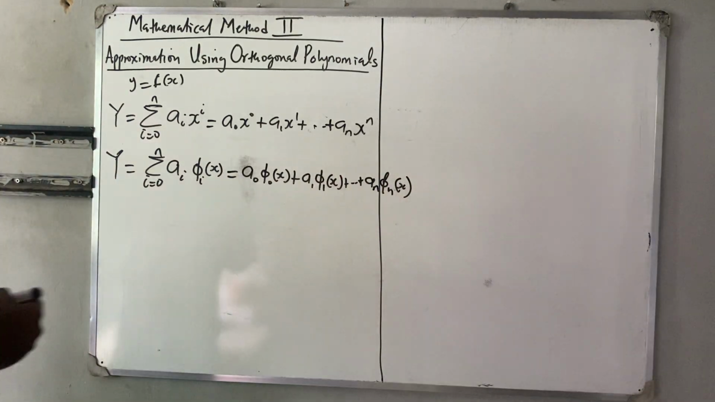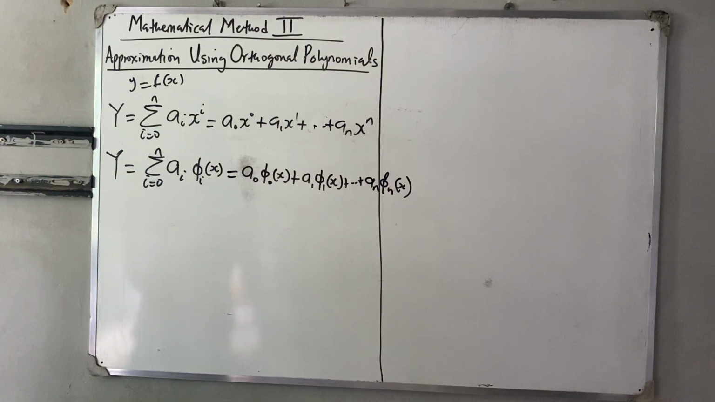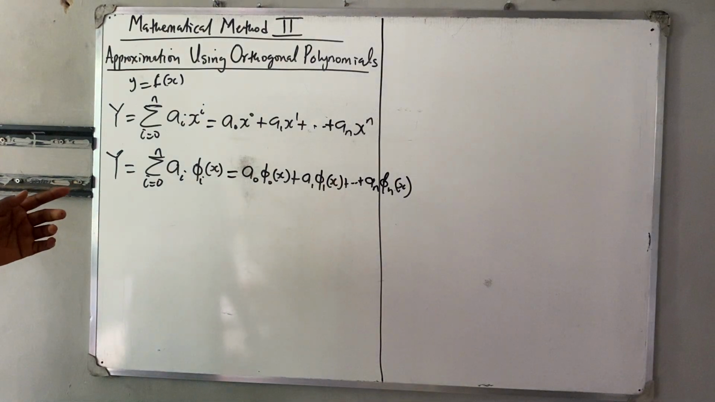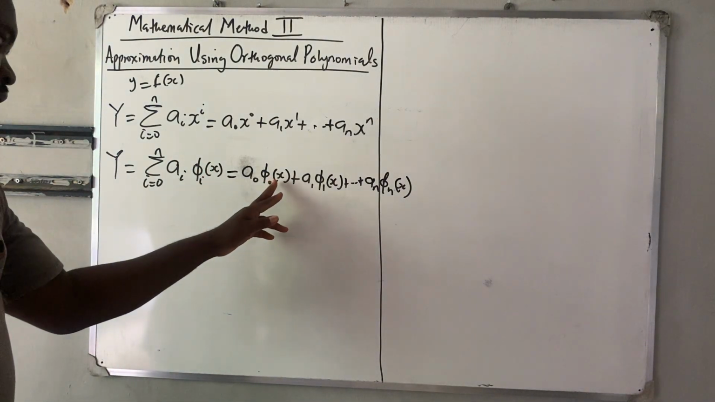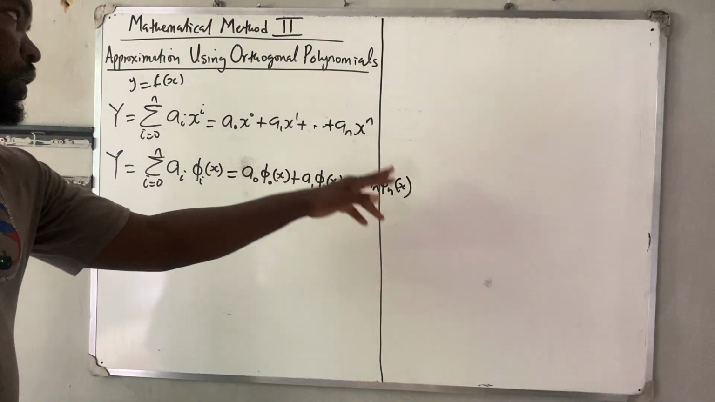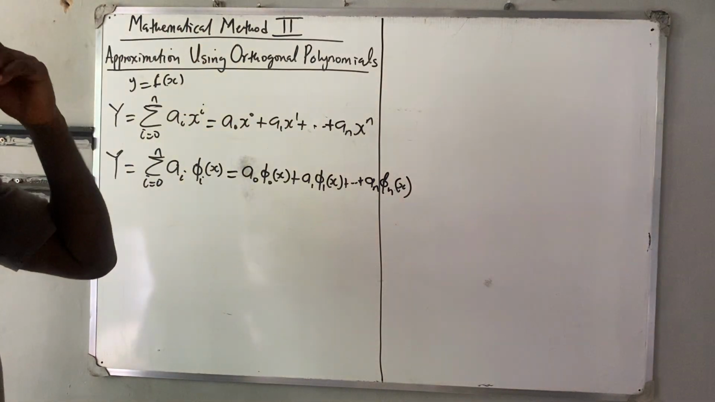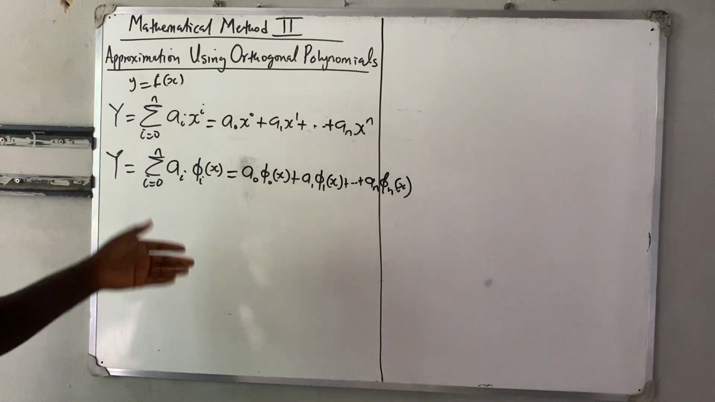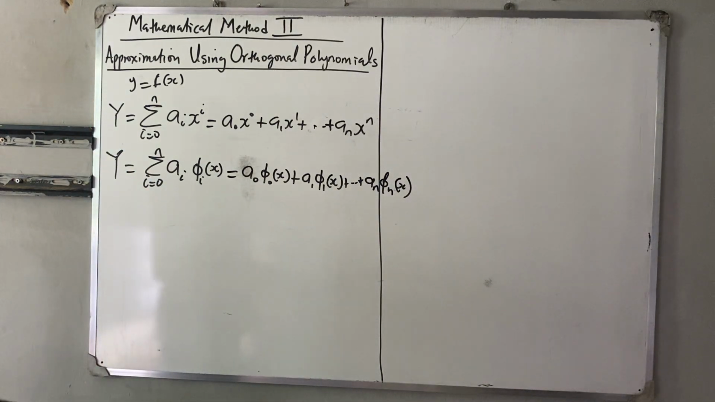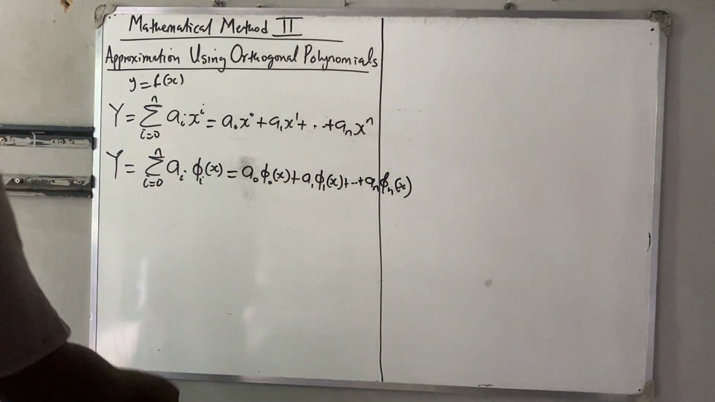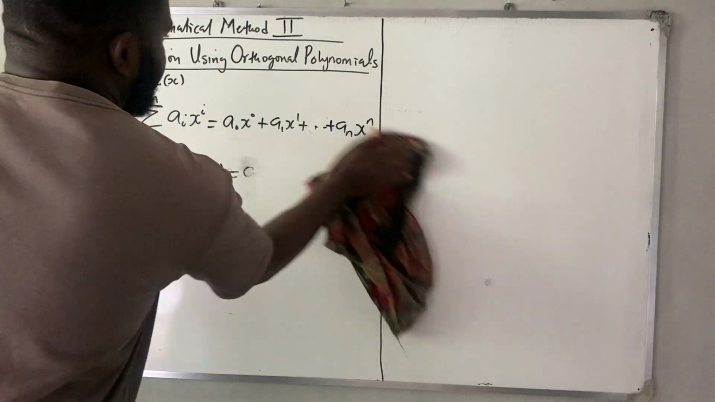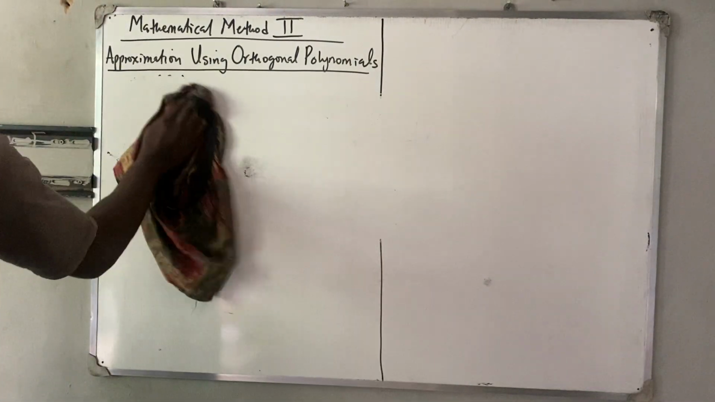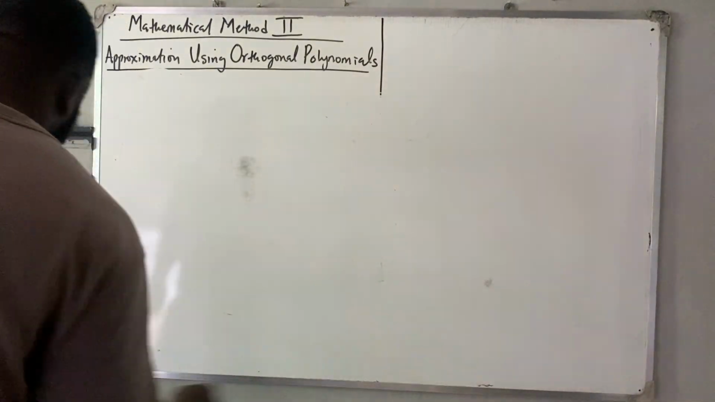Okay, so now you should know that all these functions of x are called orthogonal polynomials. They are polynomials of x and they are called the orthogonal polynomials. So first of all, you need to know what are orthogonal polynomials before we continue teaching you this. So first of all, what do we mean by orthogonal polynomial?